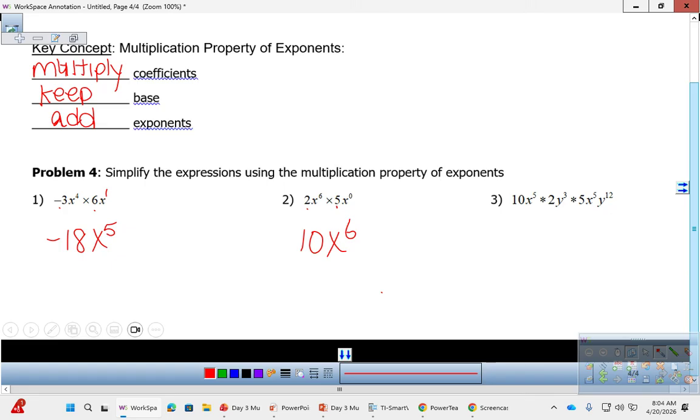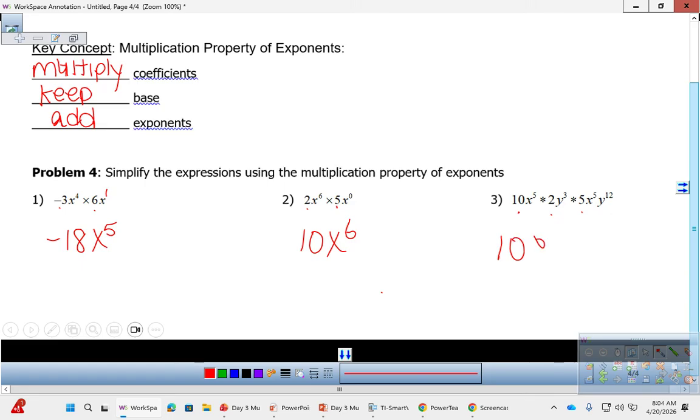Coefficient is a coefficient no matter what's in front of it. So I'm going to do 10 times 2 times 5. So I'm going to do 10 times 2, that's 20. 20 times 5 is 100. I don't care that one of them's in front of a y and one of them's in front of an x. It just says multiply coefficients. They're all coefficients. So I've got a 100 here.